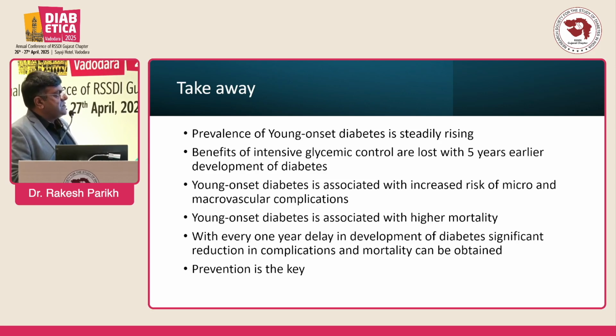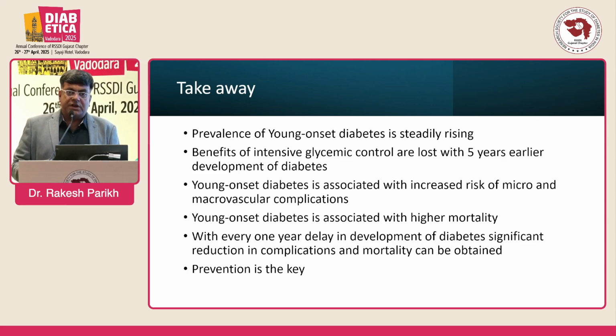And young onset diabetes is also associated with a higher mortality. There are studies to suggest that also. The last study, the meta-analysis that we discussed, was very important. With every 1 year delay in the development of diabetes, you can see significant reductions in the complications as well as mortality. And that is why prevention is the key. If you can't prevent development of diabetes in youngsters, at least try to delay it by a few years.